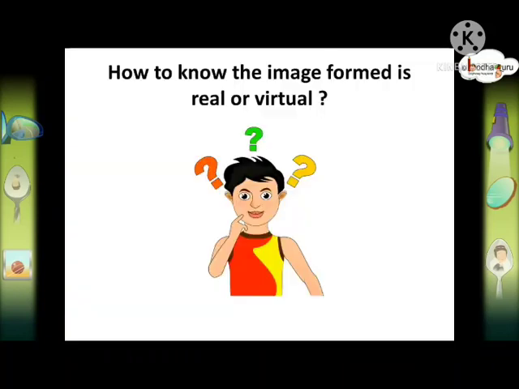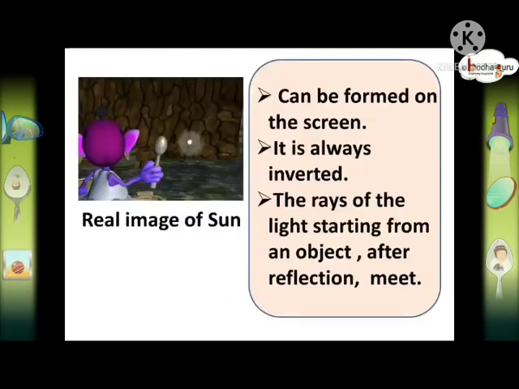Now, how to know whether the image formed is real or virtual? If we talk about a real image, the real image can be formed on the screen. And it is always inverted. The rays of light starting from an object after reflection meet in case of the real image.